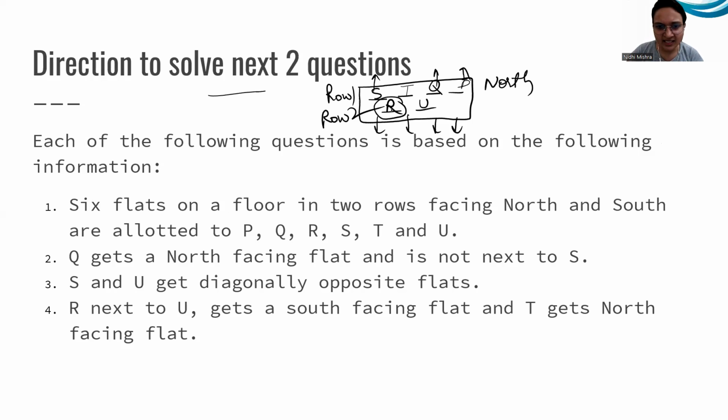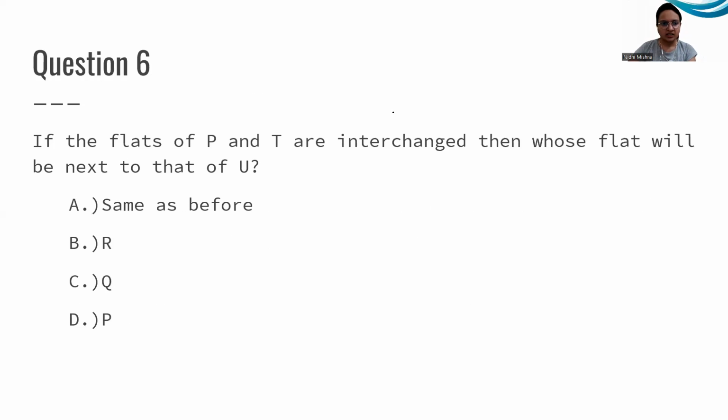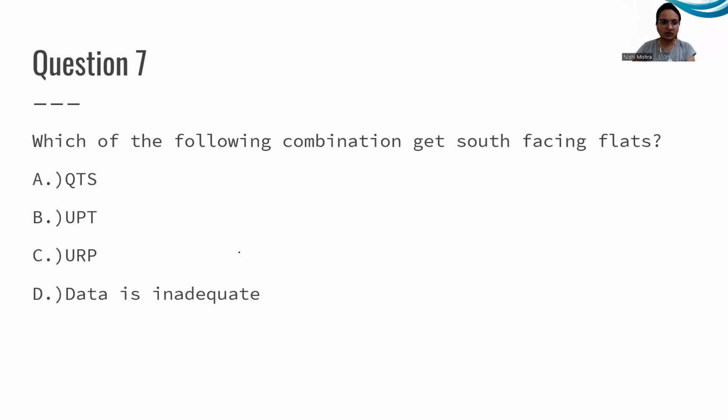Earlier also R was next to U. Now also, yes, this is the option R, this is the option. No. So this is how you should understand. After interchanging also, the answer is the same as before. Correct? Yes. Now let's see.